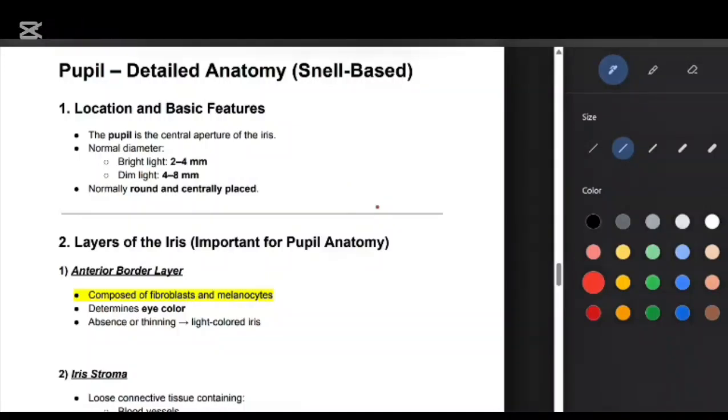Today we are going to be discussing pupil anatomy, physiology, and the pupillary pathways. This is a very important topic for viva, OSPE, and also for clinical practice. So let's start. First of all, we need to know what the pupil is.